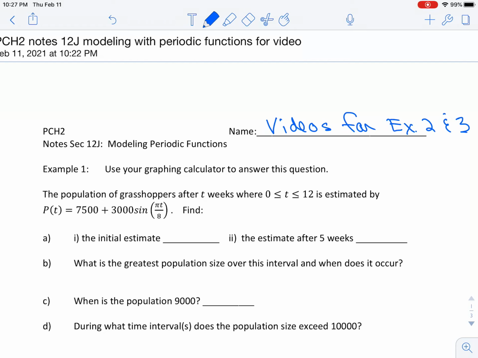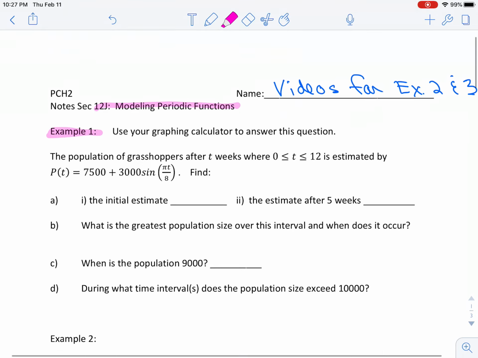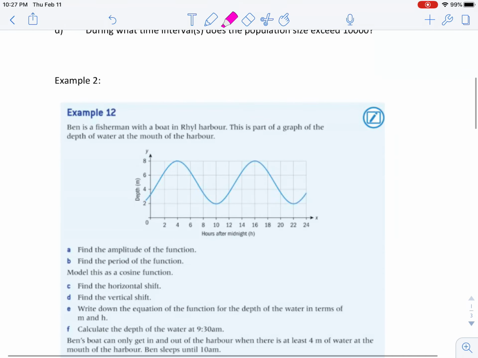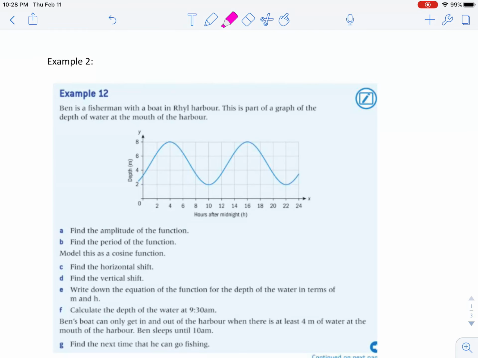In this video, we are looking at the notes over section 12J, and we're specifically looking at modeling periodic functions. We did example 1 in class on Wednesday, and I promised that I would post videos for example 2 and 3. So in this first video, we're just going to do example 2.